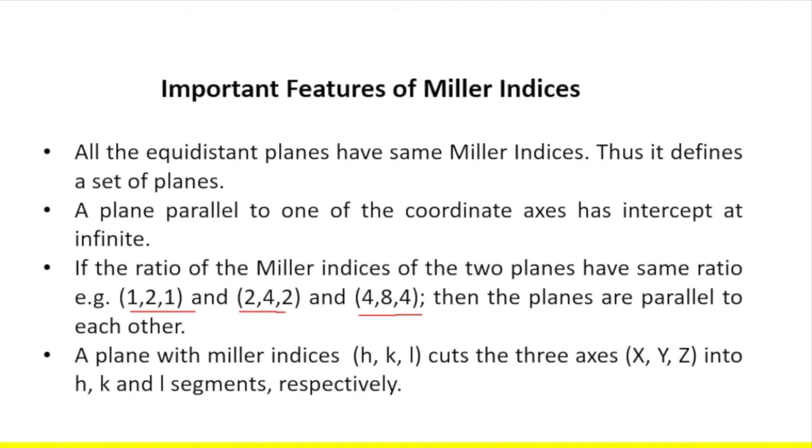So if we have the Miller indices, what does it mean for a plane? From the Miller indices, we can say that it will cut the three axes into H, K and L segments. So if, like here, HKL is 1, 2, 1, then it will cut the x-axis in one part, the y-axis in two parts, and the z-axis in one part again.